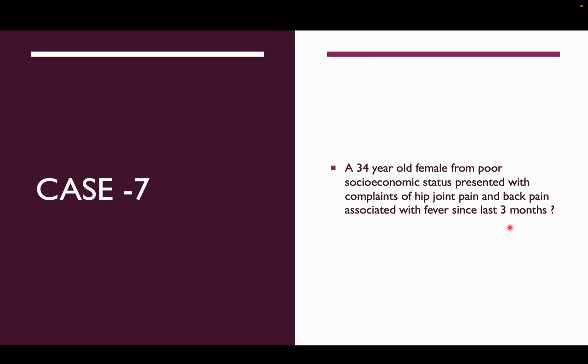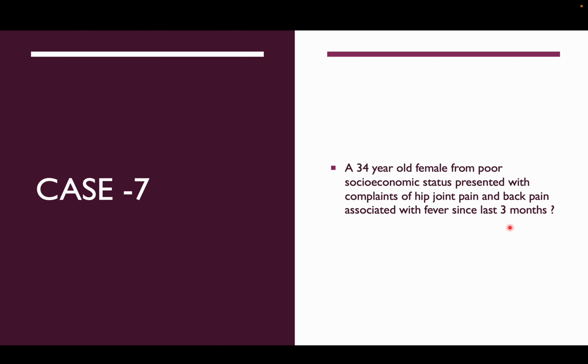But this patient is not classically mentioning inflammatory low back pain, with stiffness in the morning, relieved with activity. They are not telling all of those things. But poor socioeconomic status, present with chronic pain and fever. So always when the hip and spine are involved, you should look for tuberculosis, especially in our setup, where TB is very common. This might be a case of TB hip and TB spine.